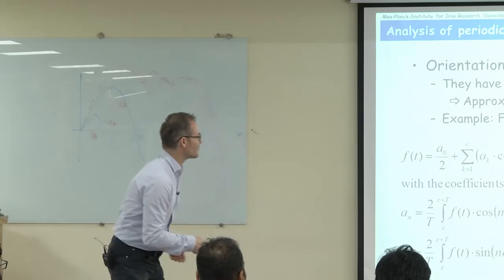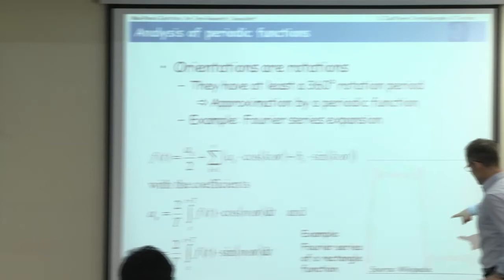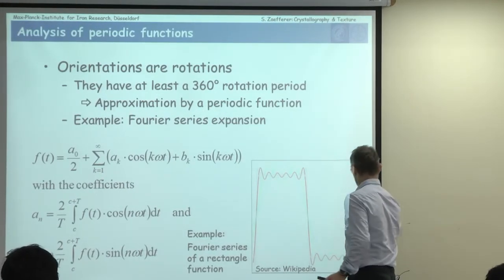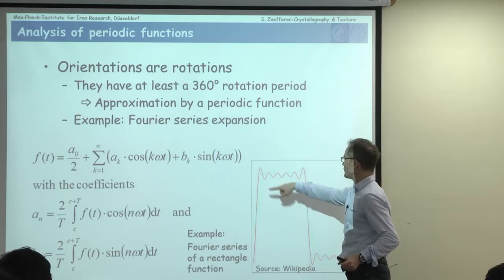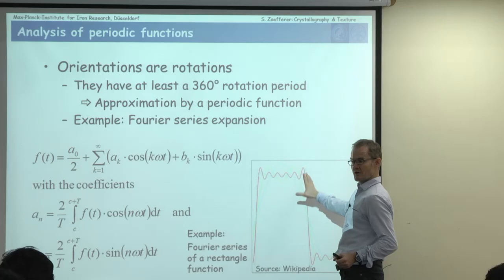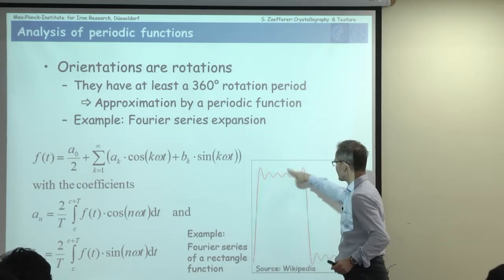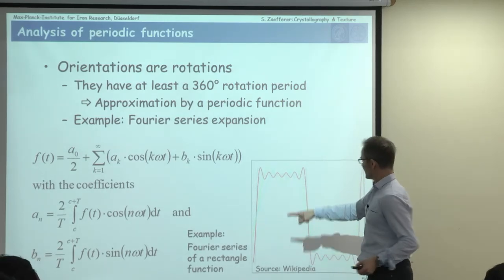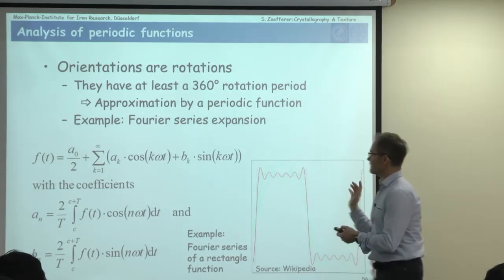And for example, here it's not perfectly seen. This is from Wikipedia. In principle, you have a rectangular function, and you're now calculating how much of these individual functions you need to approach a rectangular function. And you see here is a cosinus, and then there's a cosinus with subcosinuses, or a sinus, and then you finally explain better and better this rectangular function. Okay.